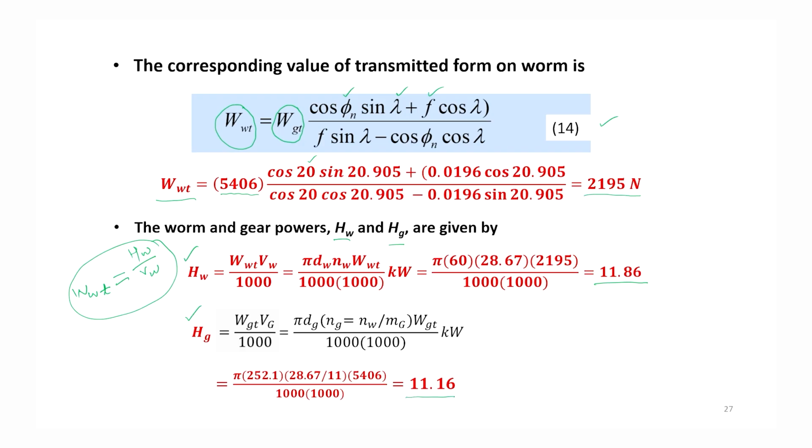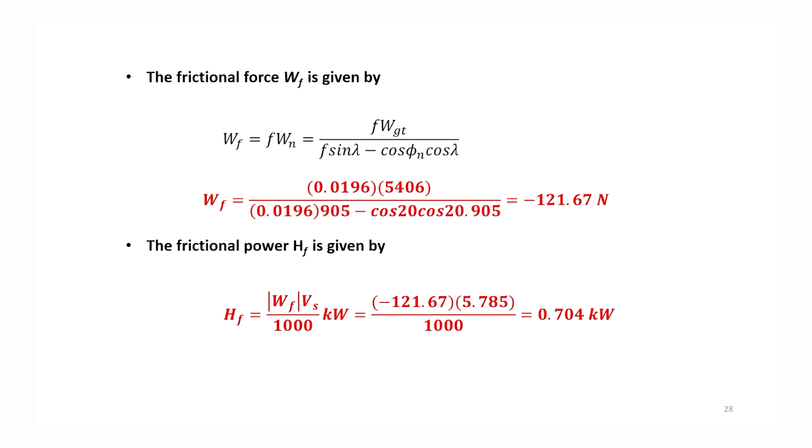So, this difference will be the power which is lost, and that we can also calculate by getting the frictional force. Frictional force is given by f Wn, and substituting the value of normal load which we obtained in the first lecture, which was related to the basics and the force analysis, we get the value of frictional force as minus 121.67 Newton. So, the frictional power HF is equal to this Wf Vs divided by this one.